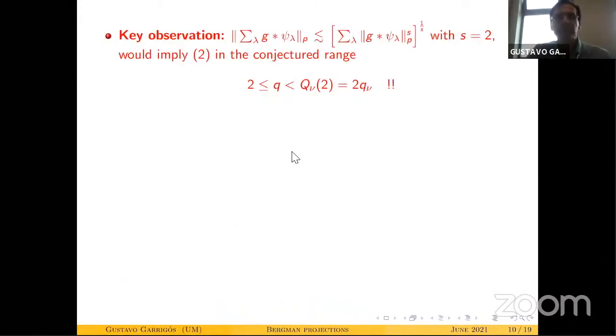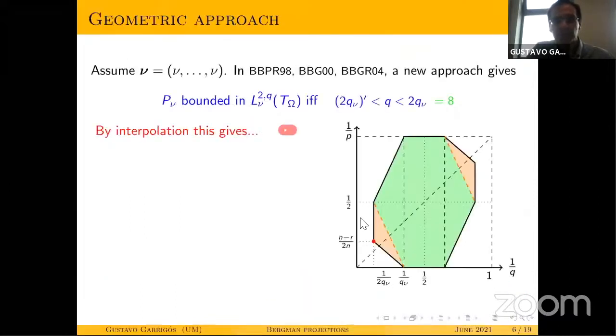All right. So the key observation here is the following. Suppose that we were able to prove this key inequality that exploits the Littlewood-Paley property with S equal to two for some p's which are not necessarily two. Then if we can get S equal to two here, automatically we would be in the conjecture range, because the restriction that appears in the Sure lemma, this number big Q nu two, matches exactly what appeared in the previous figure, okay? So we would be exactly in this line with S equal to two.